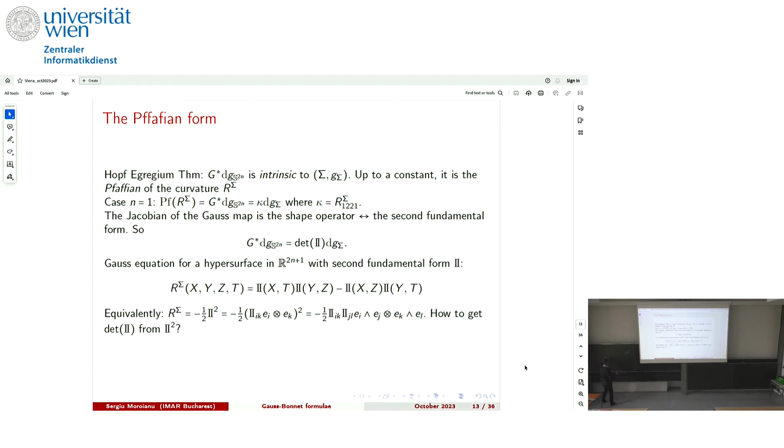Because the Jacobian of the Gauss map looks at how the unit normal varies. That's the definition of the second fundamental form, or shape operator. That's really just the definition. So the pullback of the volume form by the Gauss map is the determinant of the second fundamental form, which is extrinsic. However, it can also be computed intrinsically because of the Gauss equation. When you have a Gauss equation, the ambient curvature is 0. So this computes your surface curvature in terms of the second fundamental form.